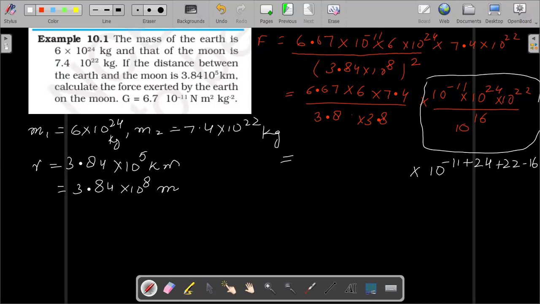Okay, so you multiply 6.67 with 6, you get 40.02, sorry. So you can just take it as 40 and multiply it with 7.4. Just solve this portion and you will get the answer. Sir, won't it be 40.2? No, it's 40.02. You can recheck.